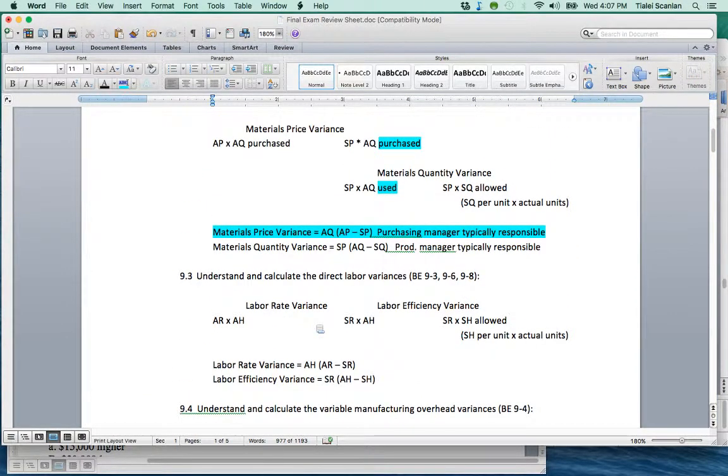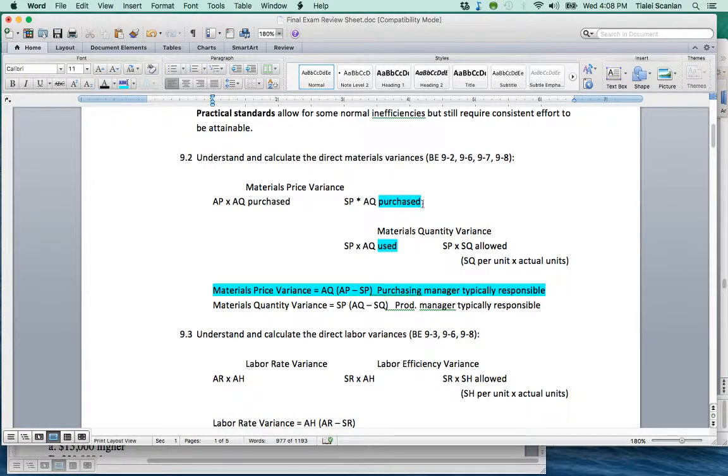The trickiest one would be the materials price variance versus the materials quantity variance. On the exam, they'll give you the actual quantity purchased and the actual quantity used, so they're two separate calculations. In the video that I made for chapter 9, the amount purchased was exactly the same as the amount used, but on the exam that will not be the same. For the price variance, use the quantity that you purchased. For the materials quantity variance, make sure the actual quantity is the amount they actually used to make the actual product.